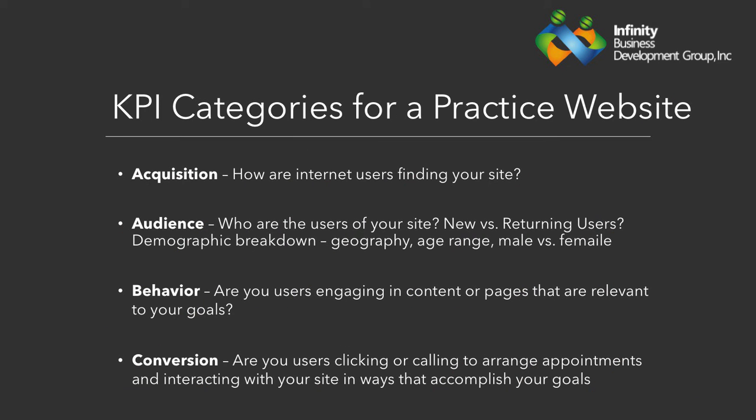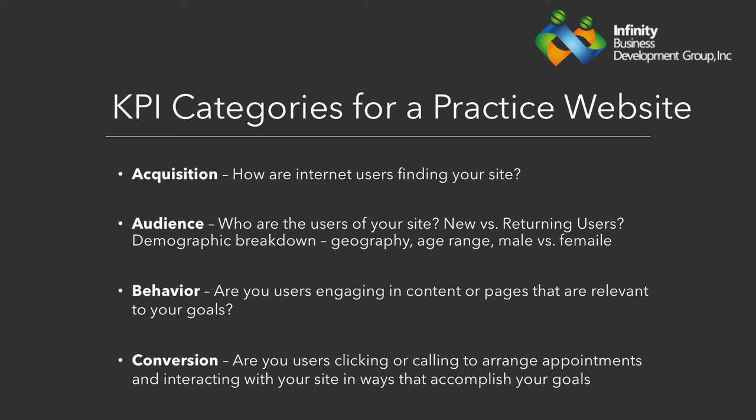With these goals in mind, we organized 4 categories of metrics that will enable you to determine how well your site is working. The first category is acquisition. How are internet users finding your site? Are they doing Google searches and clicking on the search results? Are they coming from a site that's referring to your site or a social media property that you own? Or if you're doing paid advertising, are they coming from any of the paid internet advertising that you're doing?